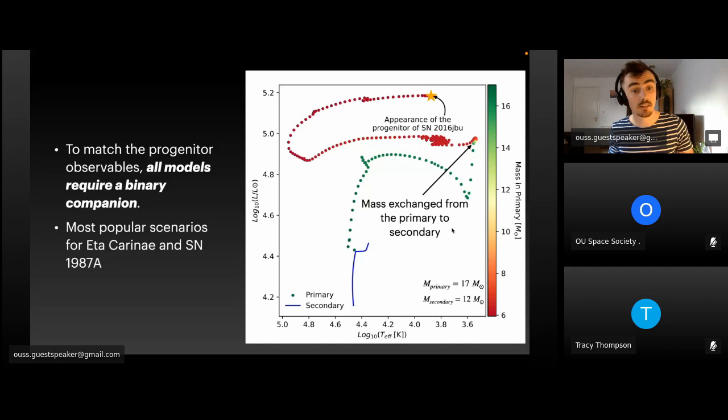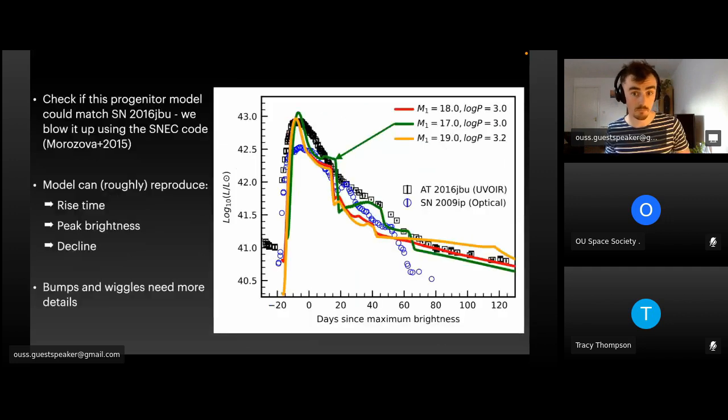So let's take this model and let's blow it up. If we blow up this model using the supernova explosion code, which is a pipeline that can reproduce how a star will appear to us, we find that it can roughly match how we see 16jbu. So the green curve here is the model that I showed on the previous slide. And it's not perfect. There's bumps and wiggles, and some bits aren't matching others. And this might just be an issue with our code itself.